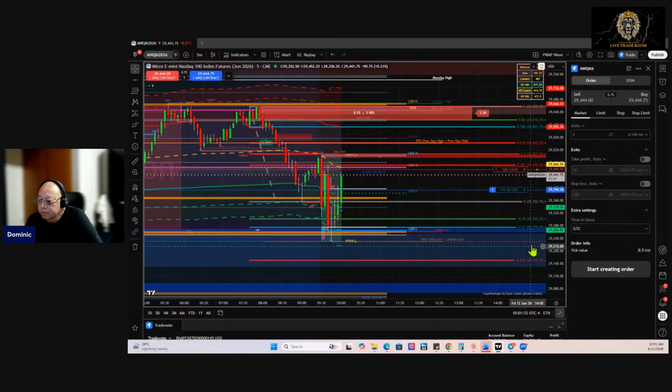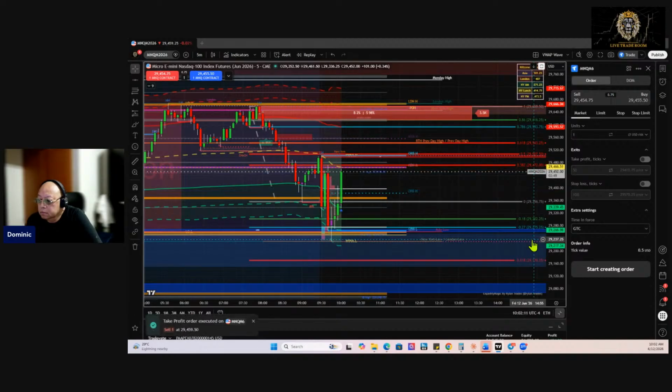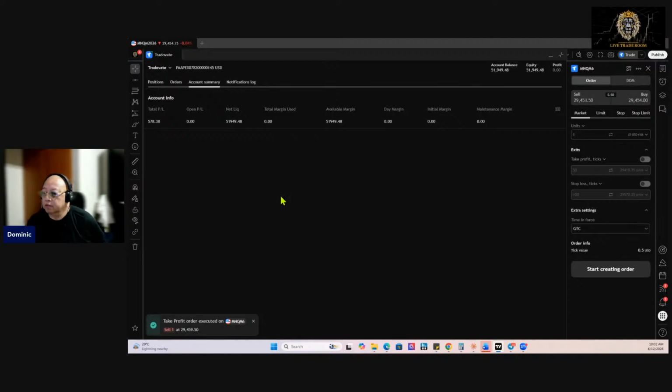So this is not part of the orb or the orb strategy. It's more of a VWAP wave. There we are. You can trade on one contract, 124. So that brings me up to 578. Probably making back my loss from yesterday.